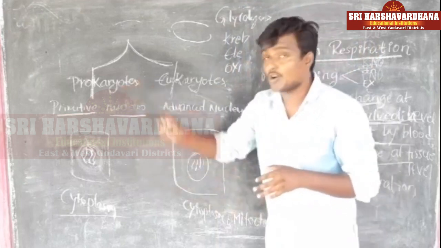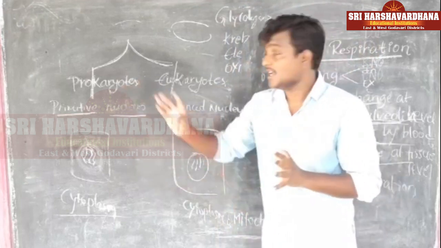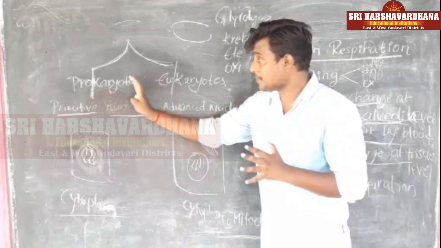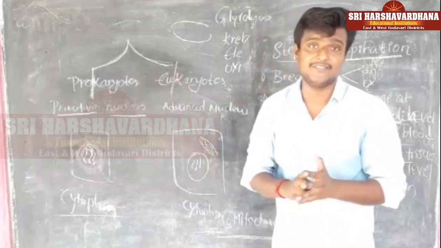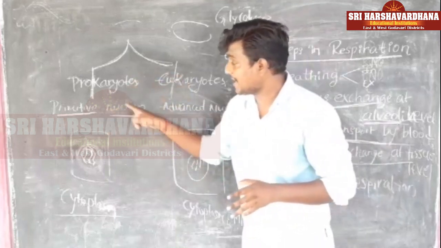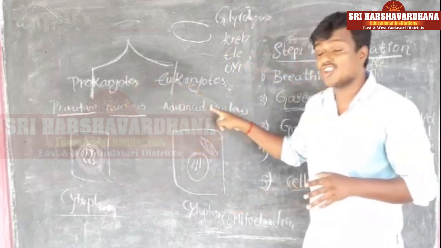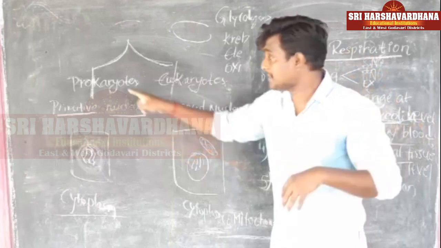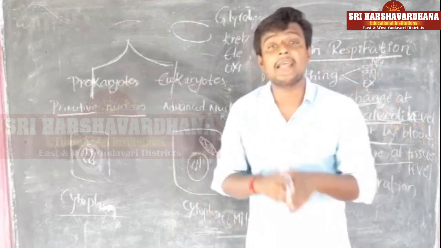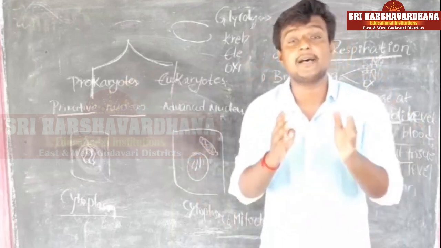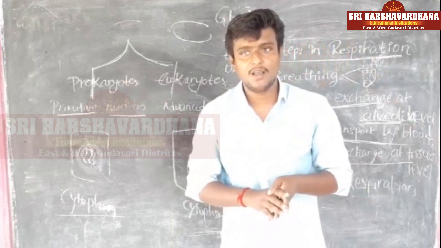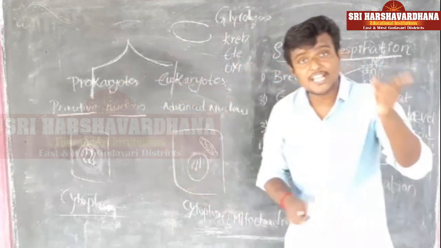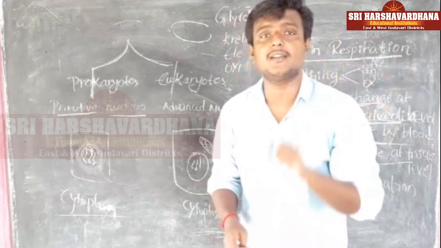If you take the prokaryotes, we discussed in previous classes the difference between prokaryote and eukaryote. In the prokaryotes we can see the primitive nucleus, in the eukaryote we can see the advanced nucleus. The second difference you want to write: in the prokaryote membrane bounded structures are absent, I mean some of the cell organelles are absent. But in the eukaryotes membrane bounded structures are present.